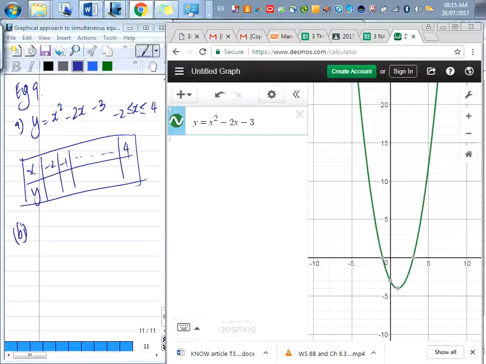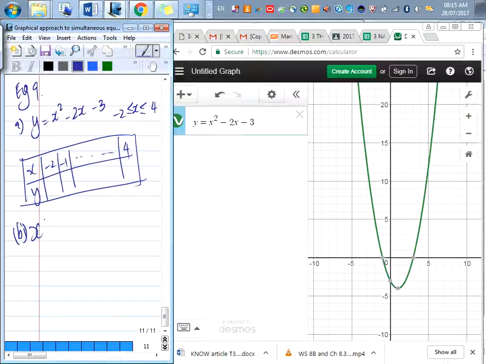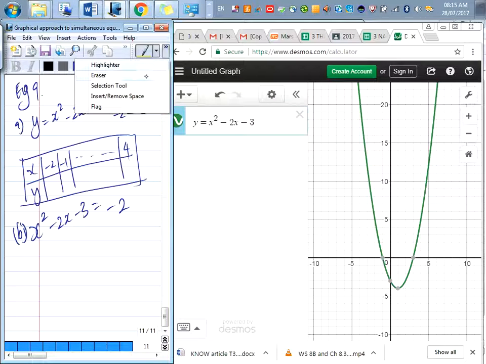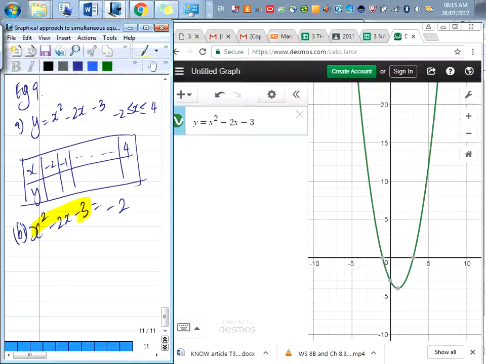B part 1. Now we are supposed to use this graph to find out the values of x, for which x squared minus 2x minus 3 equals negative 2. What should we do then? What should we do? I already have the one graph over here. It is y equals x squared minus 2x minus 3.